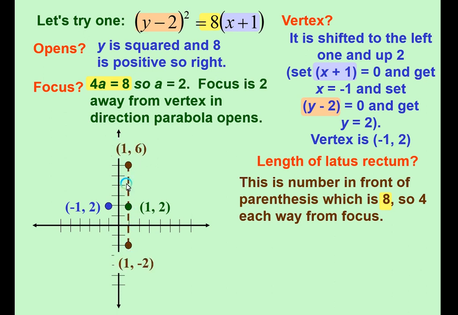So 1, 2, 3, 4, that is 1 and 6. 1, 2, 3, 4, that is 1 and negative 2.